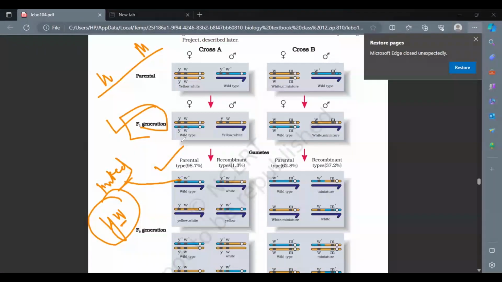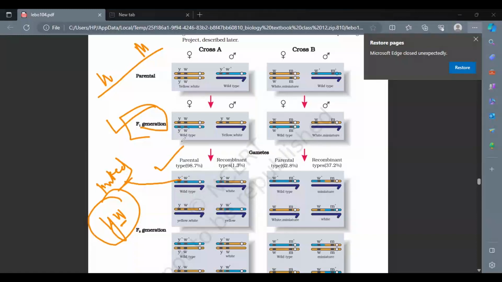So Y and W genes were very close to each other, so they have this physical association. Every time the chromosomes are moving, the genes are moving together. That is why you have around 98.7% parental combination in this particular cross.